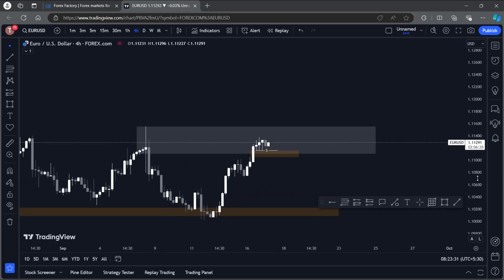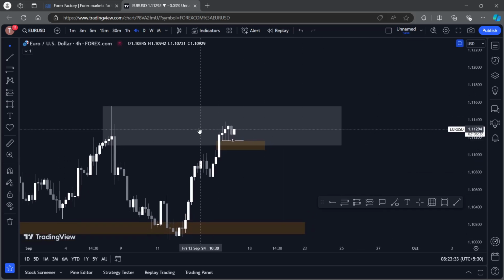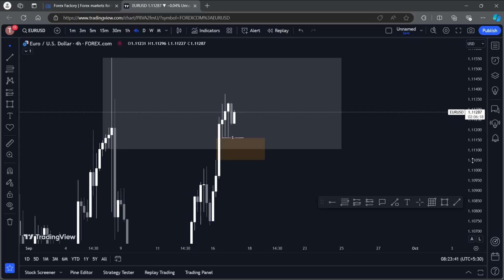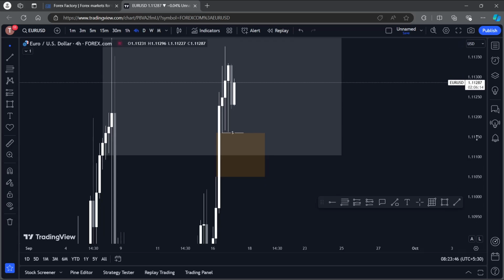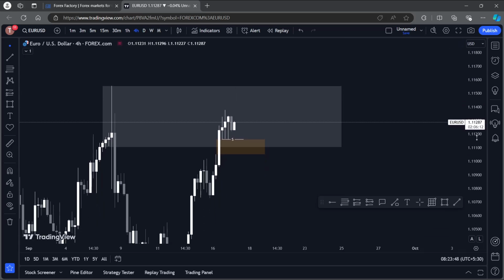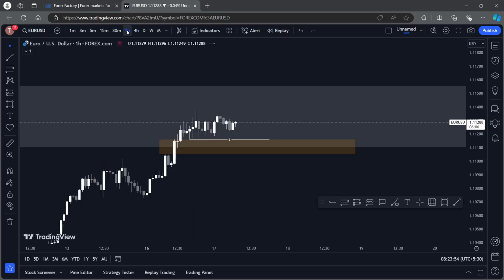Now, this is the 4-hour chart, and we can clearly see that the price is slowing down, but currently it's reluctant to go into the current FVG. Let's zoom it a bit. That is this FVG which is formed by the price. So I'm anticipating that the price can possibly come down to mitigate this FVG. So let's move to the 1 hours.